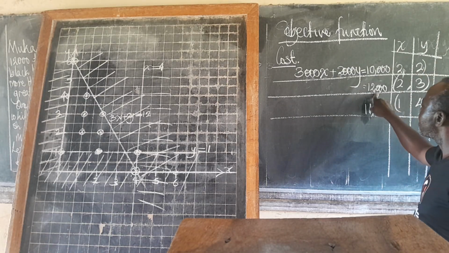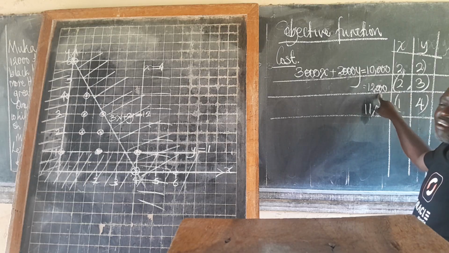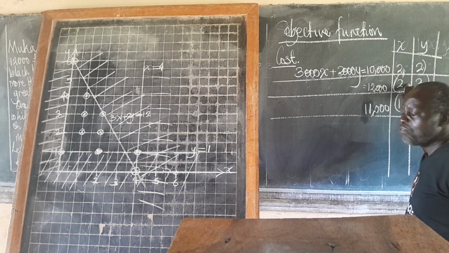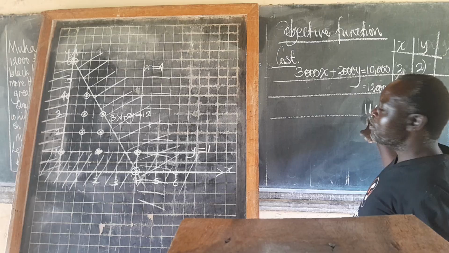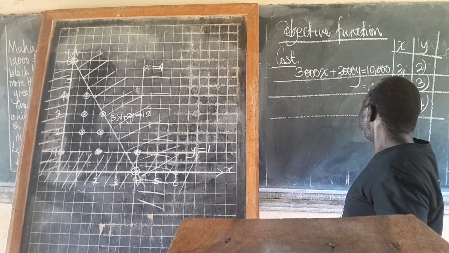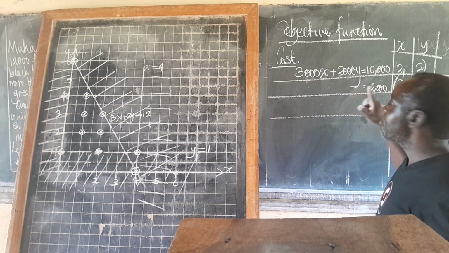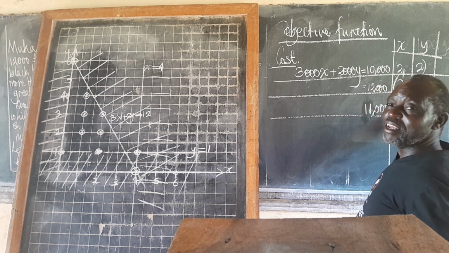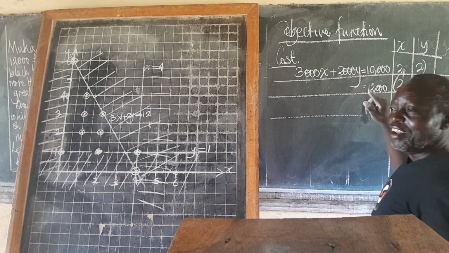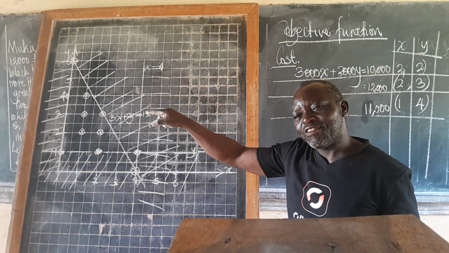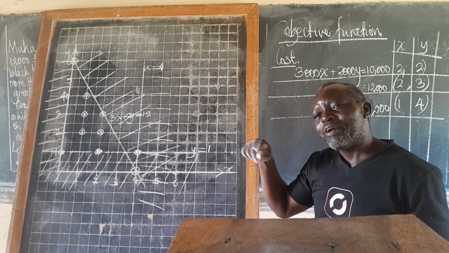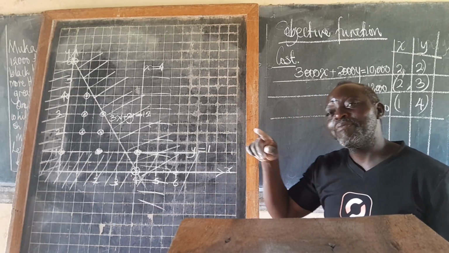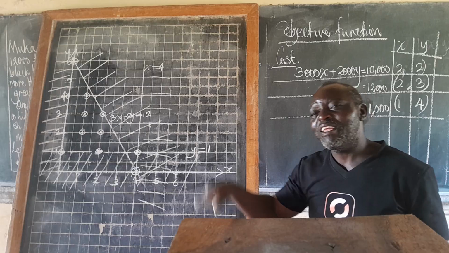Then here we have 12,000. How do we come to 12,000? If we buy 2 black books and then 3 graph books. Is it okay? Then how do we also come to 11,000? 11,000 is good if we buy 1 black book and then 4 graph books. Let us refer back to the scenario. The scenario is demanding that we determine the least amount and then the maximum amount that can be used.